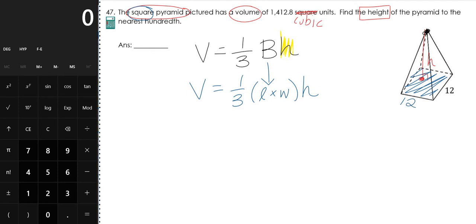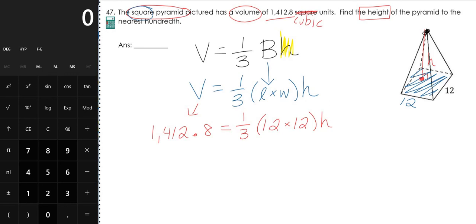So I'm going to put the 12 here as well. And I'm going to start plugging things in. So I have the volume. They told me it's 1,412.8. So I'm going to plug in 1,412.8 equals 1/3. Length and width for your square are 12 and 12. And your height, well, that's what you're trying to solve for.